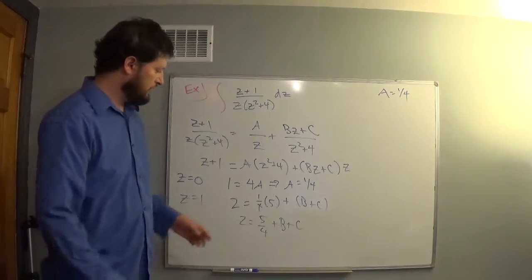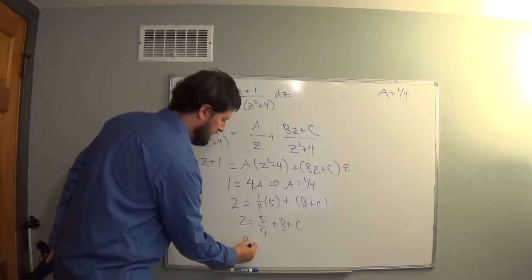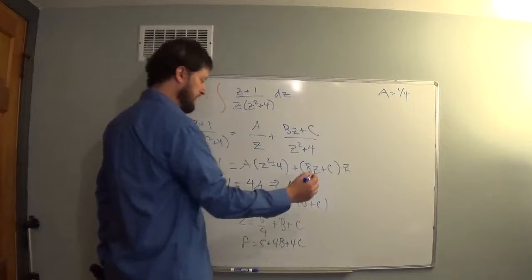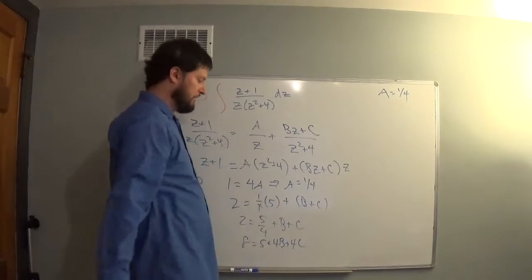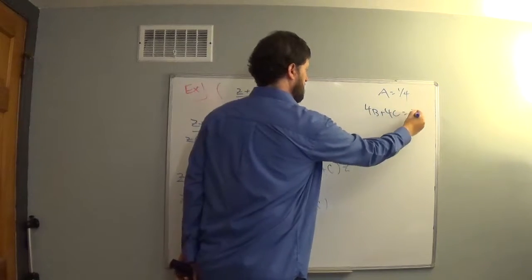So we can turn that into a simpler equation. If I multiply everything by 4, I get 8 is equal to 5 plus 4b plus 4c. And we're going to save this piece as well. I'm going to bring the 5 over to the left, and we see that 4b plus 4c is equal to 3.